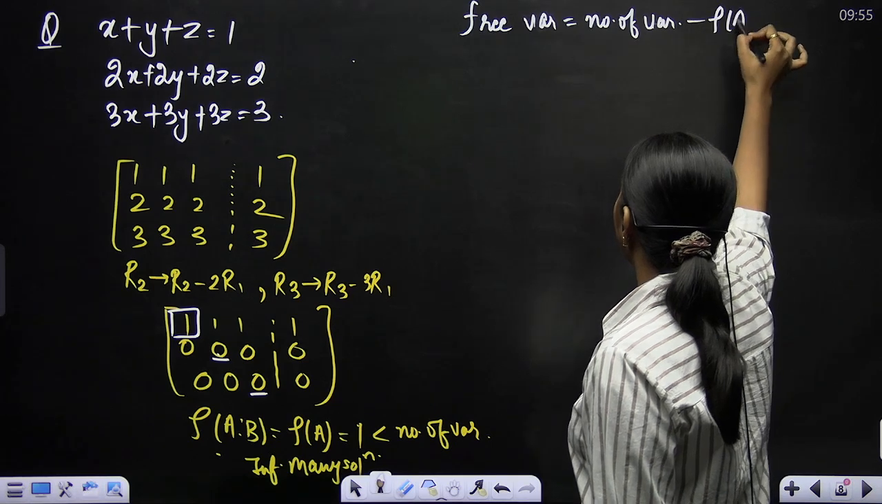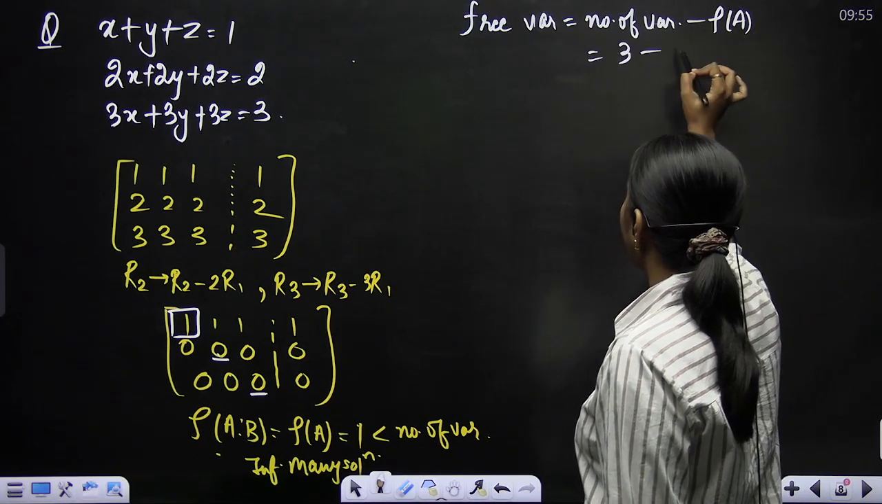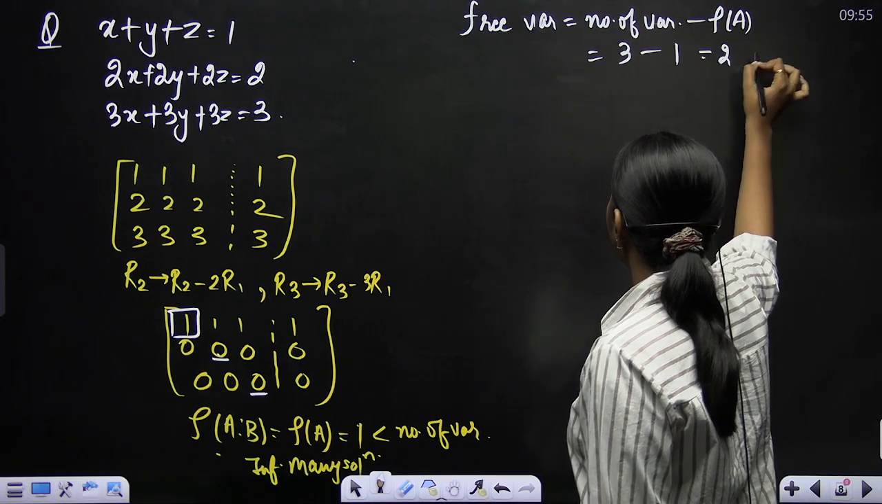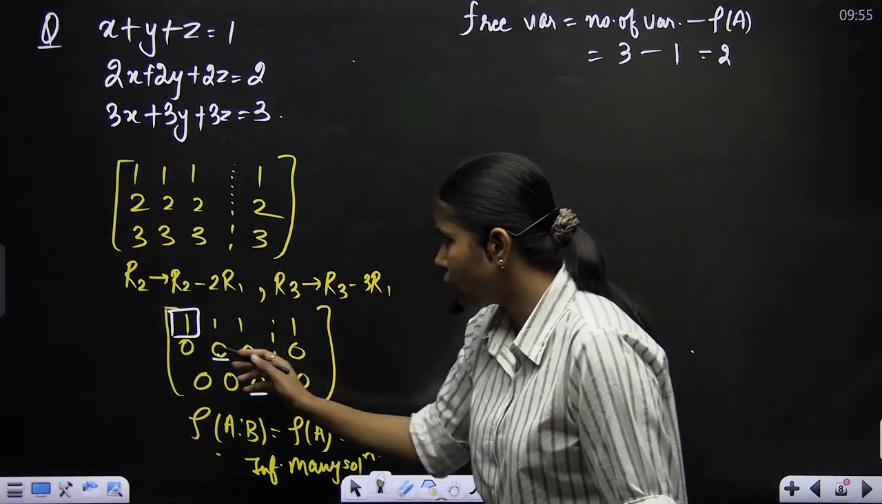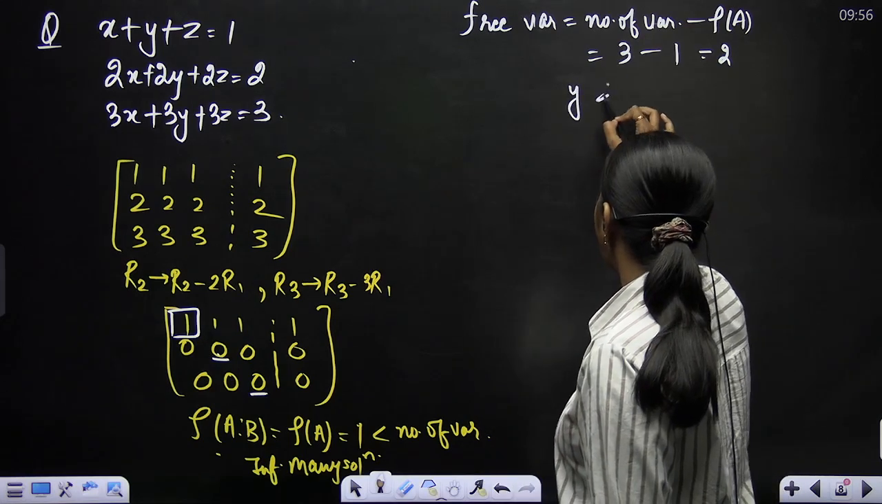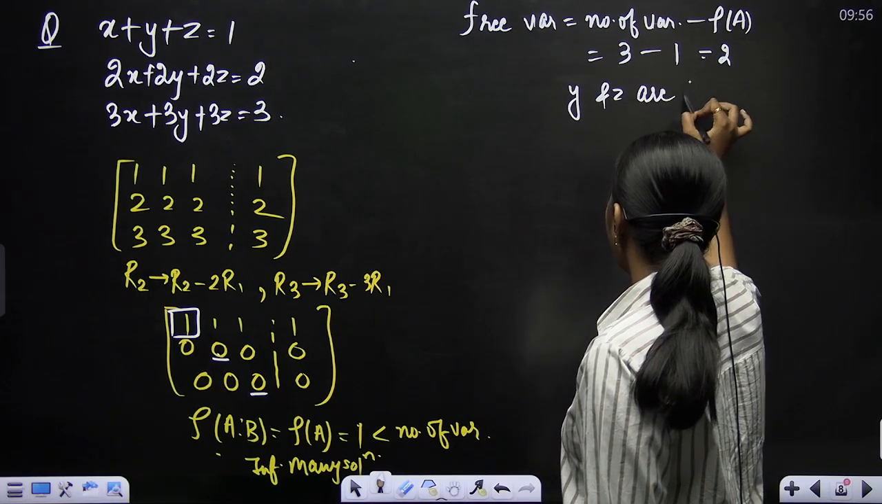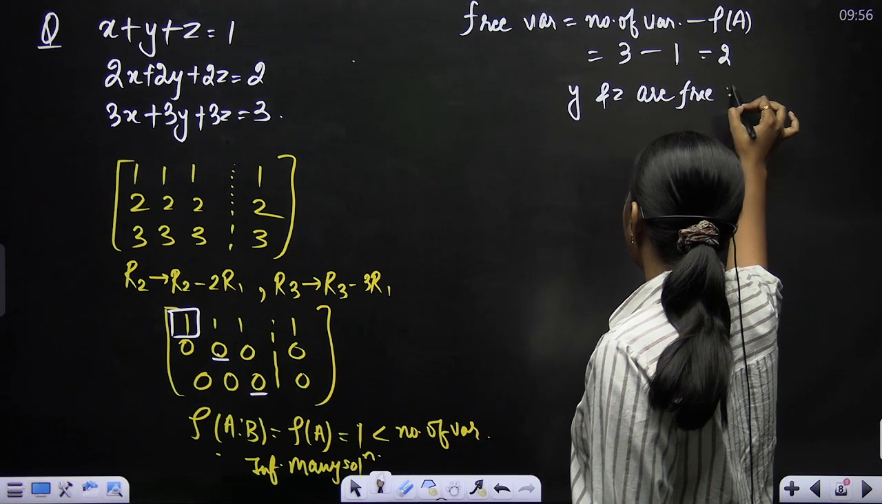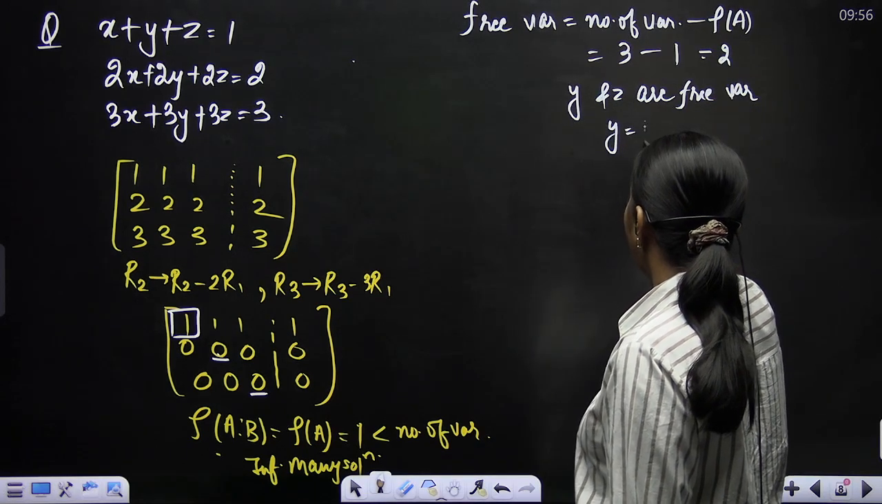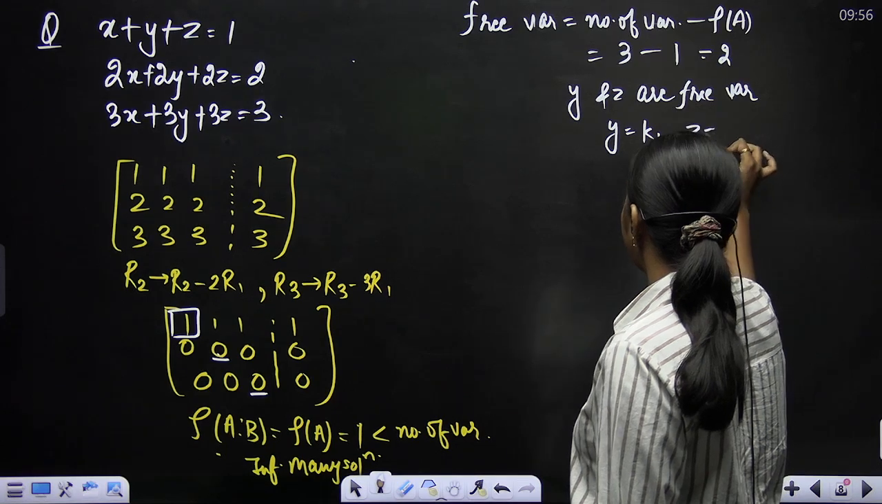minus rank of A. How many variables do I have? 3. Rank of A is 1. So the number of free variables I have is 2. And I can also check directly that I have 2 free variables. Y and Z are my free variables. Let's say I'll take Y as K1 and Z as K2.